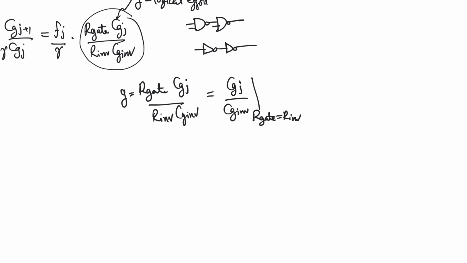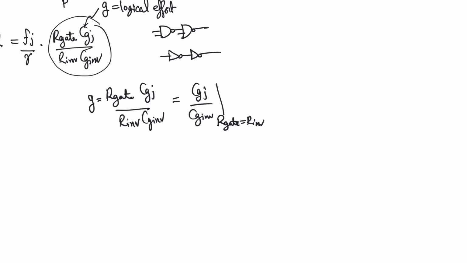result for G. If you choose to size the gate very small, its resistance is going to be large, but its capacitance is going to be small. If you size it very large, its resistance is going to be small, but its capacitance is going to be large, and the ratio is going to be the same. So G, or logical effort, is a property of the gate. It's not a property of its size. And in fact, size is only determined when we finally find the optimal sizing of the chain.